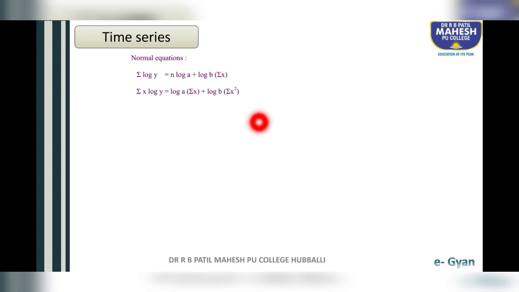So then write the normal equations. Dear students, it's very important. For 2 marks, we'll get the question as write the normal equations for exponential trend. For 2 marks, you have to write these 2 normal equations. So the first normal equation is summation log y is equal to n into log of a plus log of b into summation x. So for this equation, multiply x, it becomes the second normal equation: summation x into log y is equal to log a into summation x plus log b into summation x square. So these are the 2 normal equations for exponential trend.